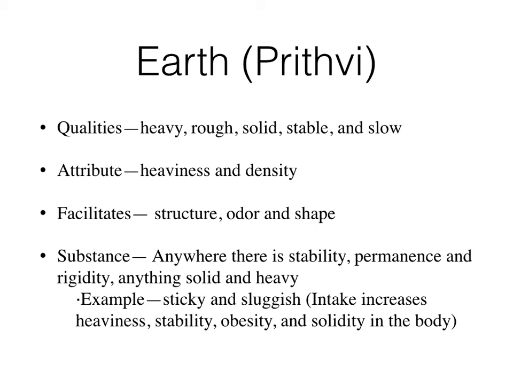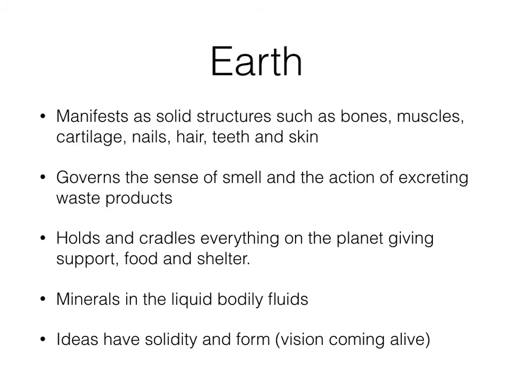So there's a principle of like attracts like, and we'll go into that a little bit more when we get to doshas. But there's ways of looking at all of these elements and doing the opposite to bring into balance. The earth qualities manifest as solid structures such as the bones, the muscles, cartilage, nails, hair, teeth, and the skin. The earth governs the sense of smell and the action of excreting waste products out of the body.